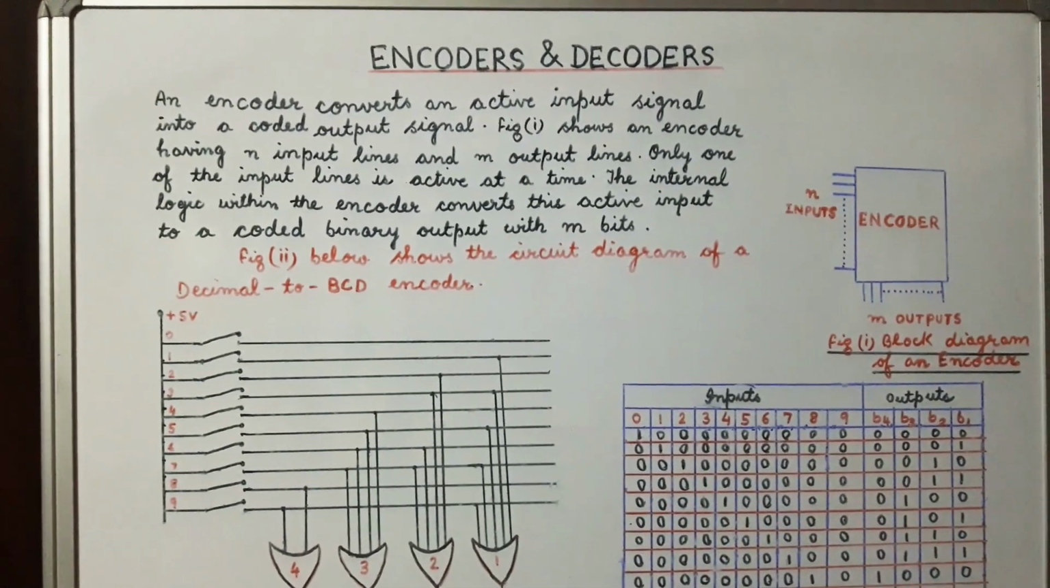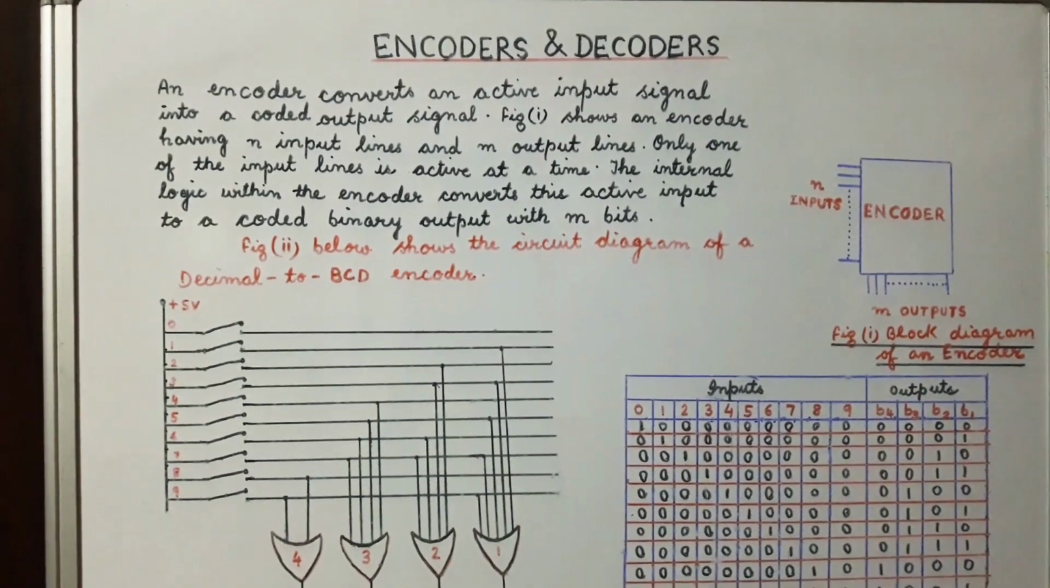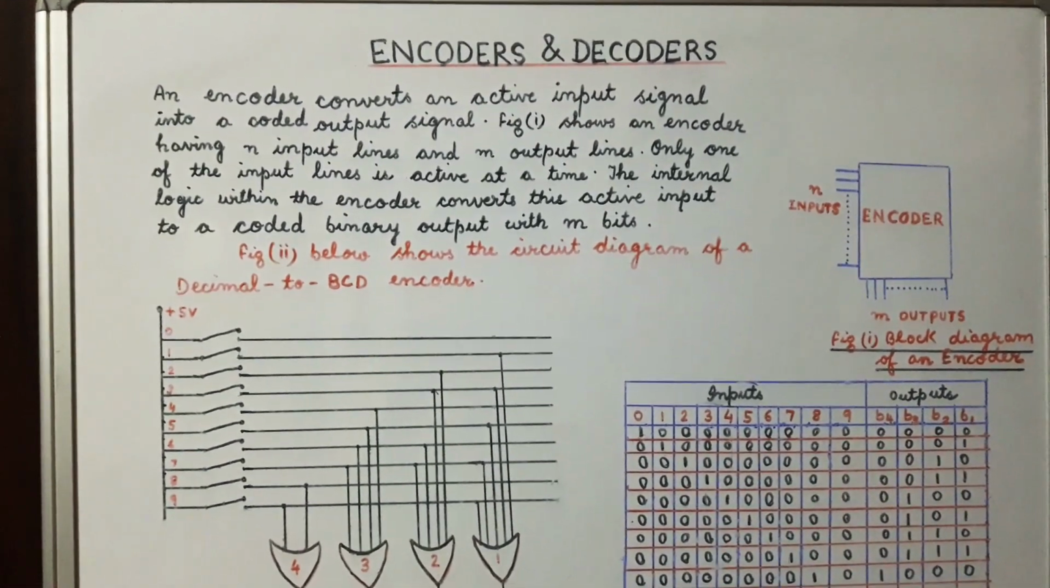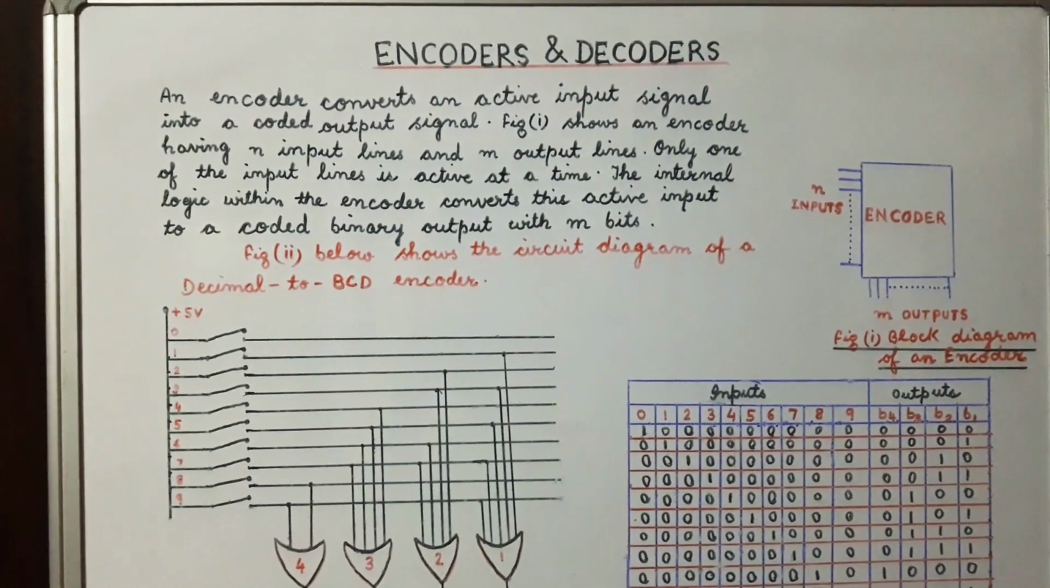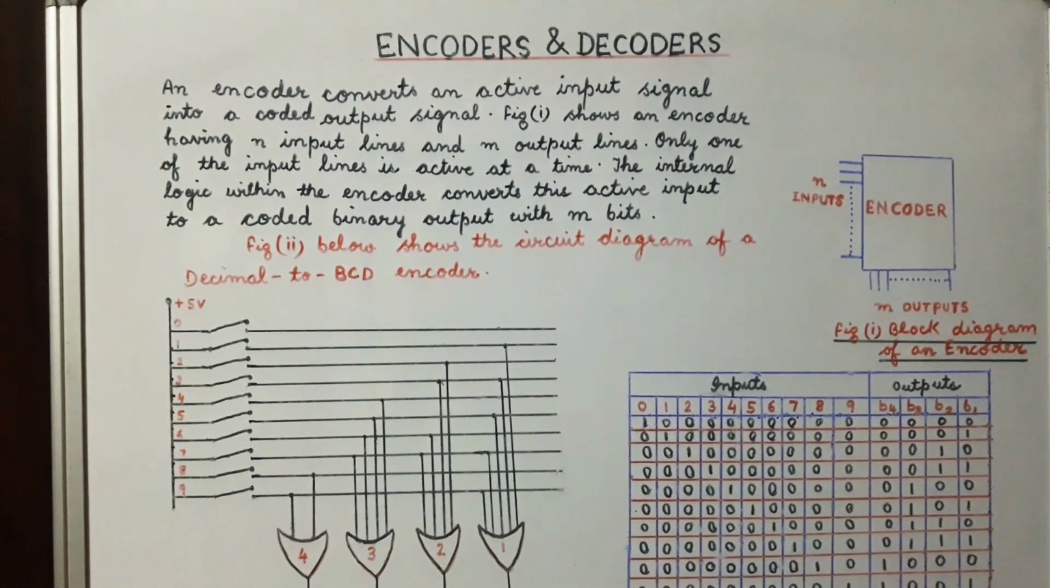Only one of the input lines is active at a time, and the internal logic within the encoder converts this active input to a coded binary output with m bits.